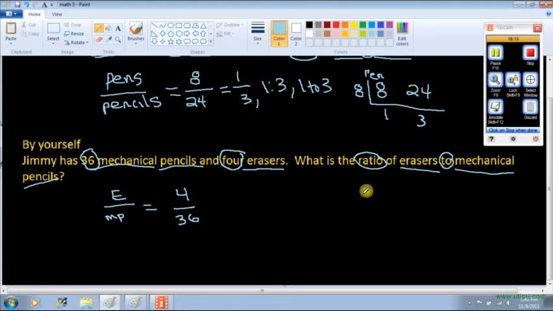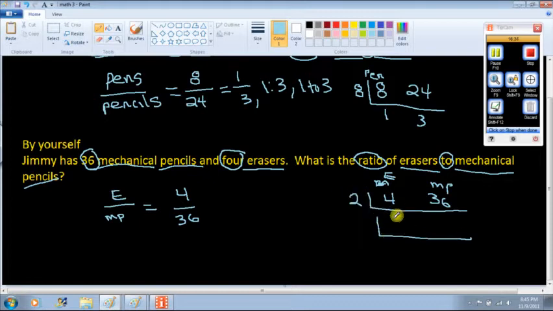And I'm going to check to see if it's in the simplest form. So 4 was first, so I'll put 4 here. I'll put MP. Oh, you see, I almost made a mistake. I'll put erasers, because erasers goes with erasers. And then 36 mechanical pencils. And again, I know that they share 2 as a common divisor, because they're both even numbers. That's going to be 2. It's going to be 18. And again, they also share 2. So it's going to be 1 and 9. And now I know that these numbers only share 1 as a divisor.